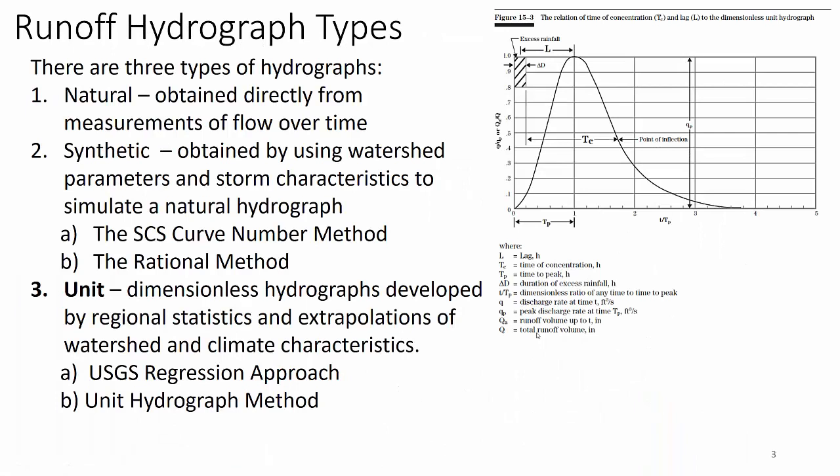We've talked about runoff hydrographs, that is, the amount of runoff that occurs over a period of time. We explored natural runoff hydrographs. We've simulated runoff hydrographs using the SCS curve number and the rational method. And we looked at the USGS regression approach as one dimensionless approach to developing hydrographs. Now we're going to explore the unit hydrograph method, which is an extension of unitless or dimensionless hydrographs.